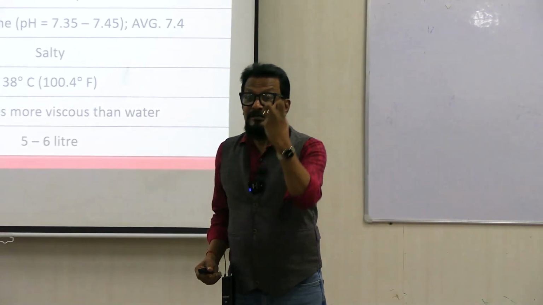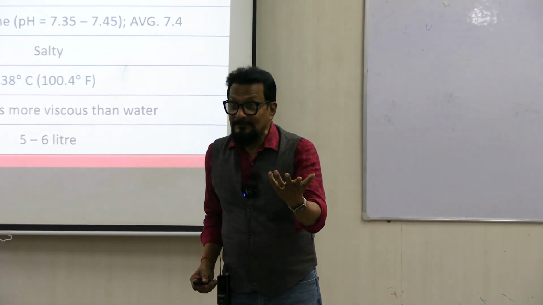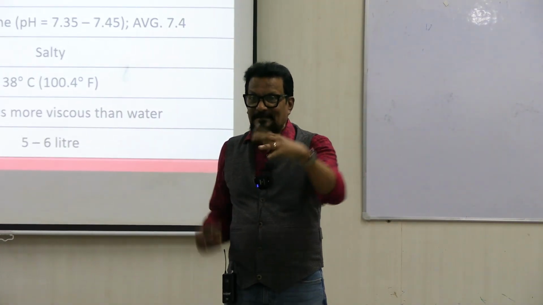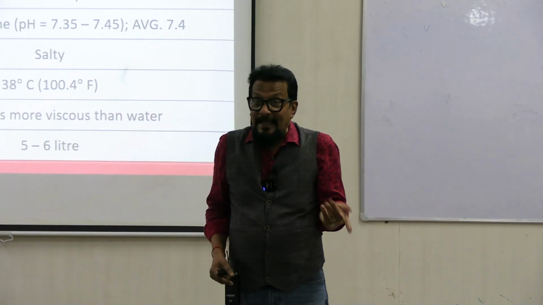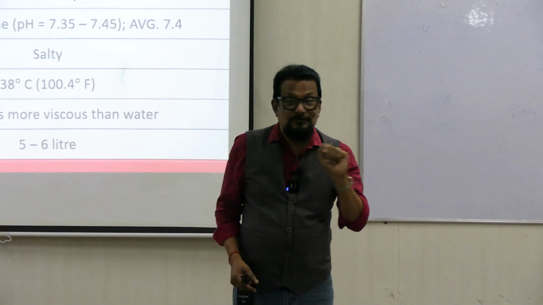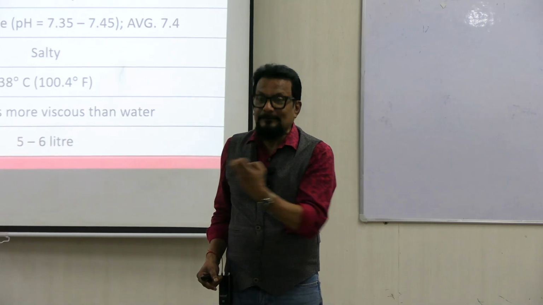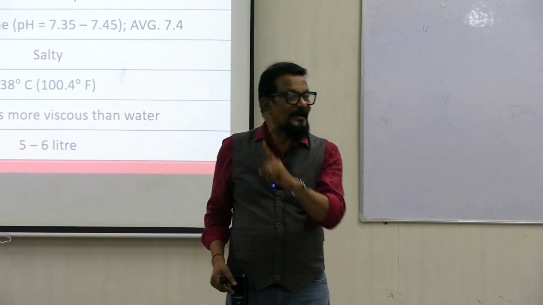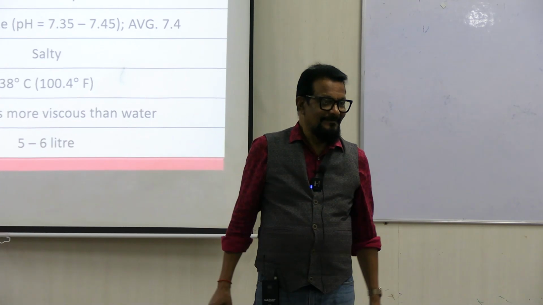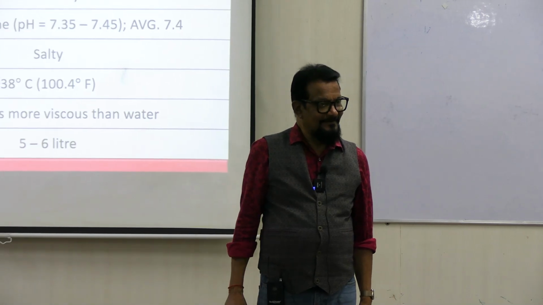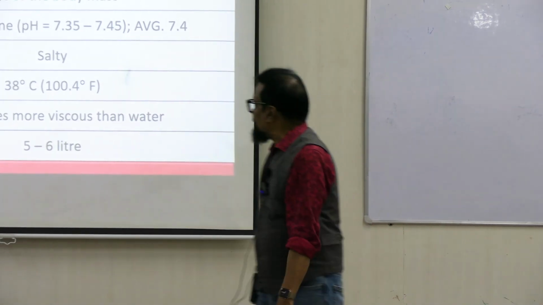Arterial bloods are mostly oxygenated blood. Hemoglobins are oxygenated and they produce bright red color. And venous blood is deoxygenated, means there is more carbon dioxide the hemoglobin is carrying. That's why its color is dark red. So this way you can differentiate.